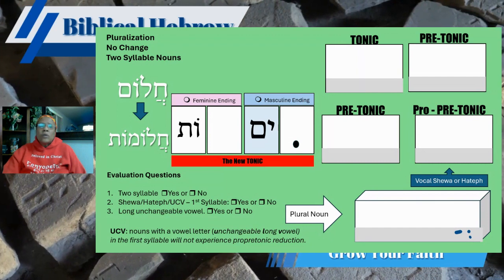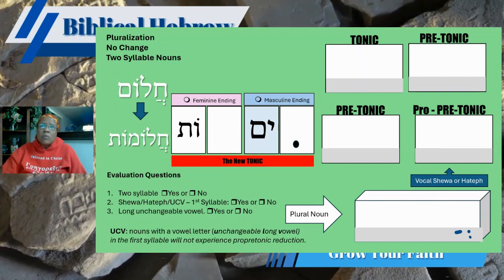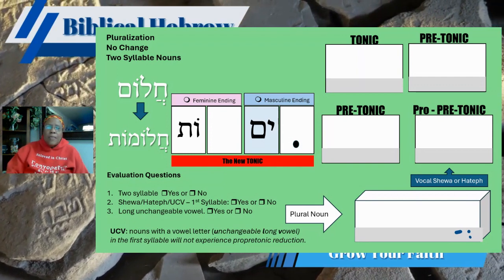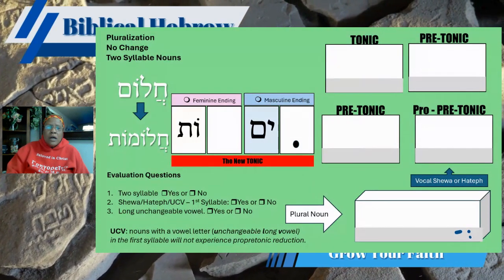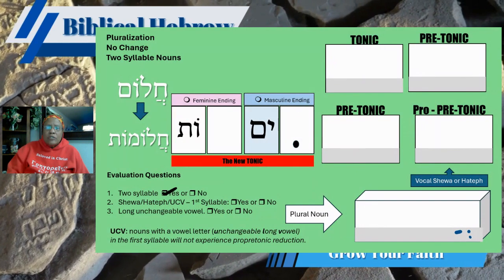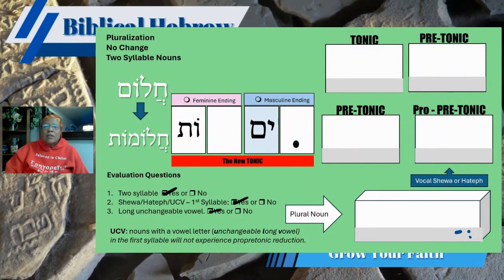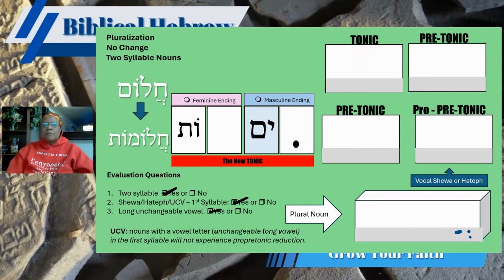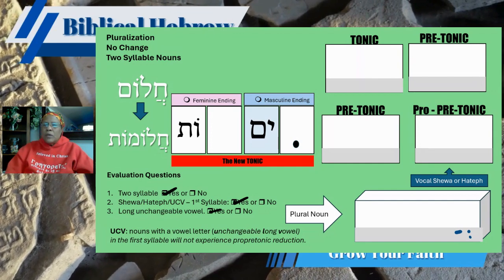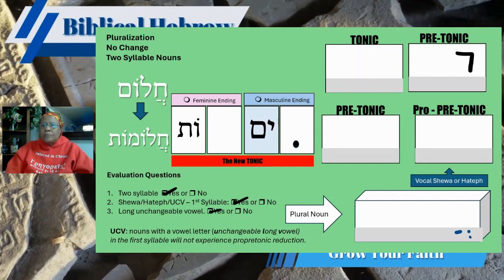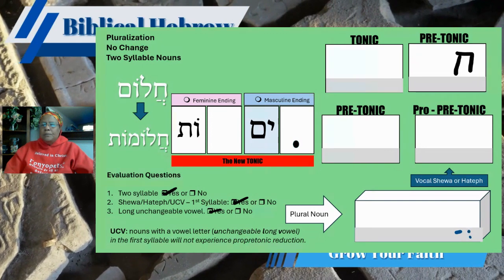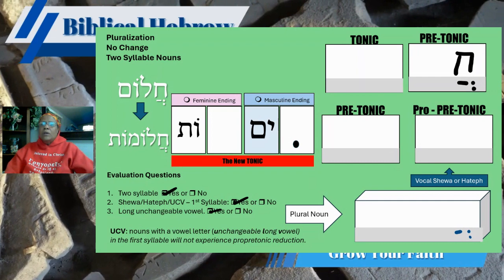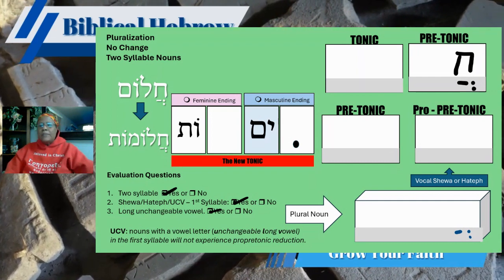All right, so we do have another word that's a two-syllable word. It looks like a masculine, however, it does take a feminine plural ending. And my questions, yes, it's two-syllable. It does have a schwa in the first syllable, and it has a long changeable vowel in the tonic. Let's write. So we're going to write our guttural, and the vowel does have a reduced vowel, which is the hatef patach.